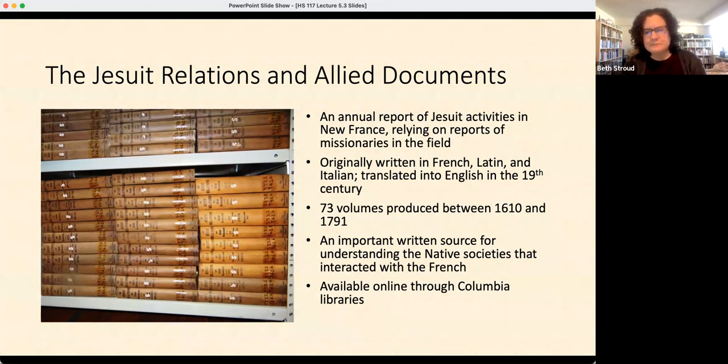But there are many, many years of documents from the French missions organized together. These have become an important written source for understanding the Native societies that interacted with the French. One of the bequests, I guess, of the French missionaries was just a great deal of information about Indigenous societies. This is a source that you can easily consult. It's available online for free, I think. It's also available through the Columbia libraries.